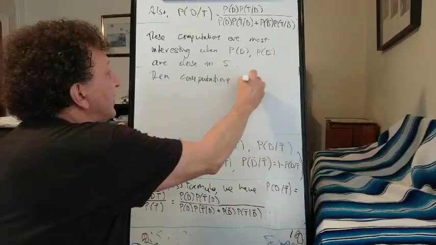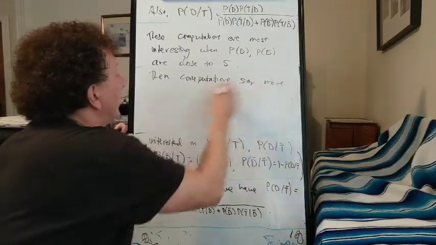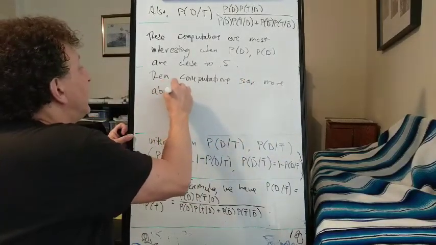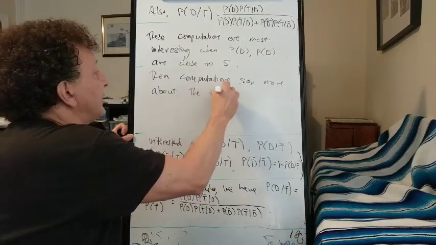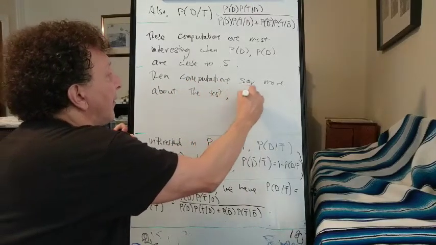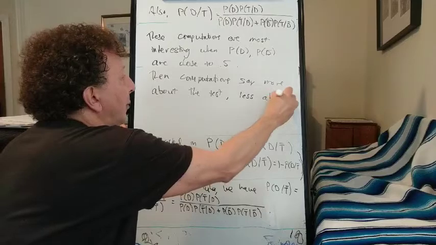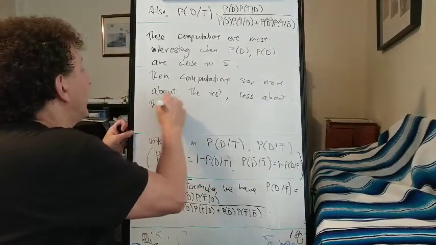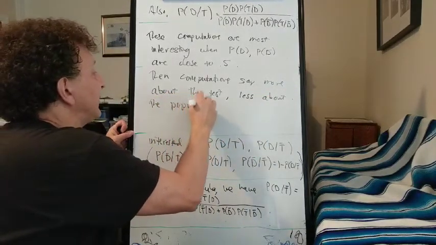So the computations say more about the test and less about the population being tested.